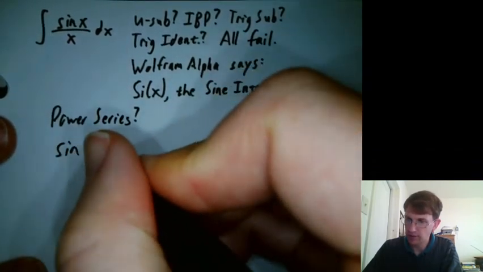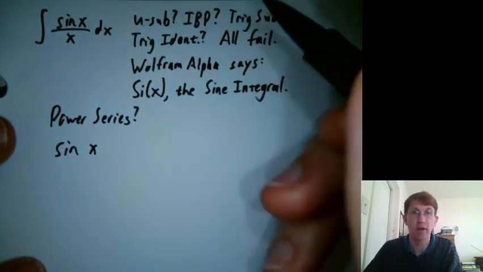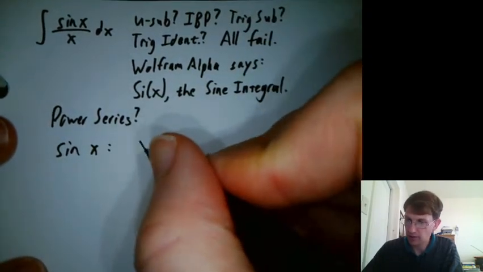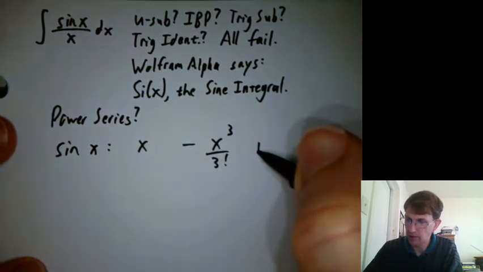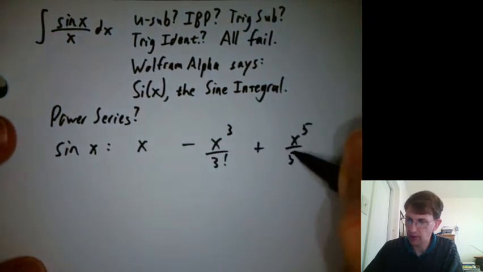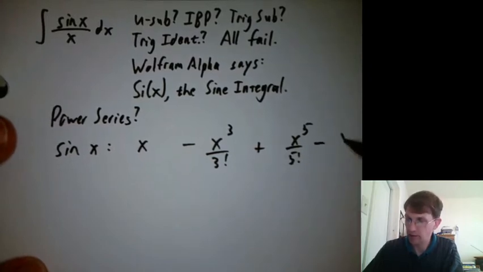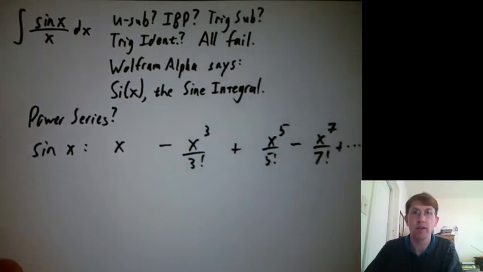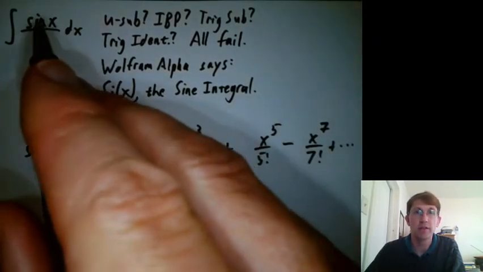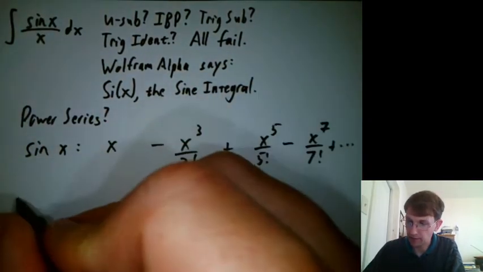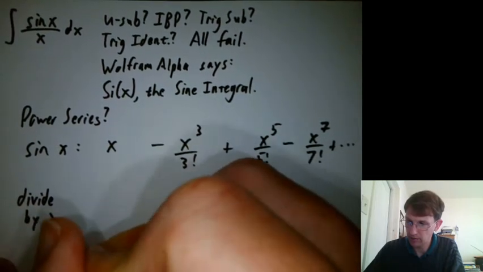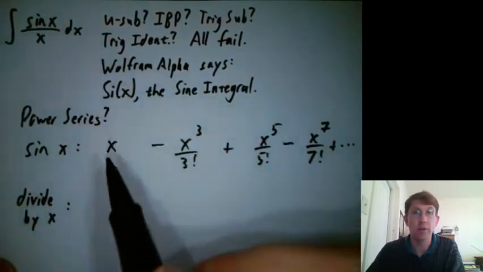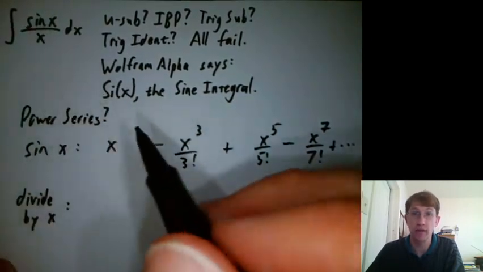So what is sine x, just by itself without the dividing by x? We know that's x minus x cubed over 3 factorial plus x to the 5th over 5 factorial minus x to the 7th over 7 factorial plus dot dot dot. That's just sine x. Now let's divide by x. And that'll give us a power series that is sine x over x.